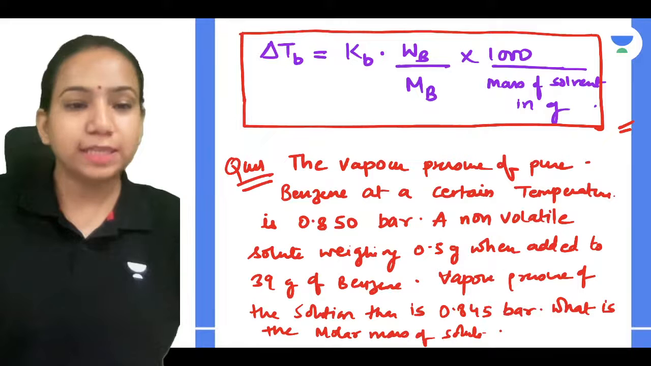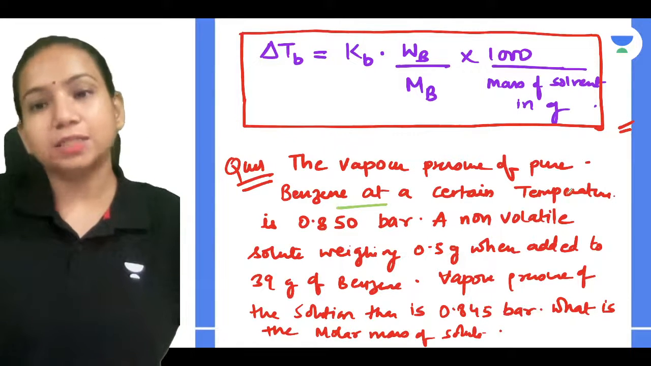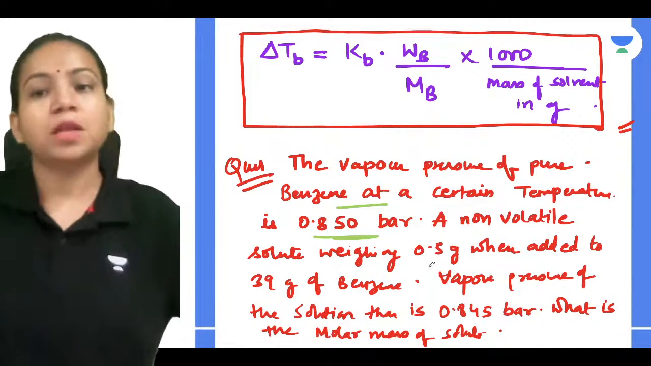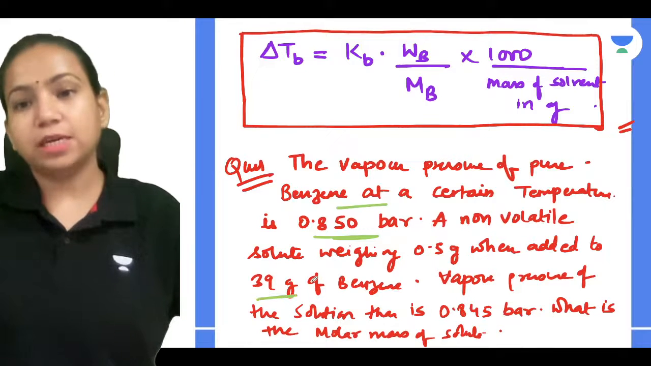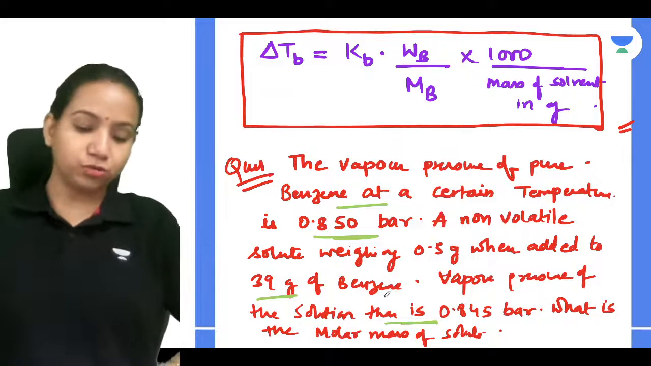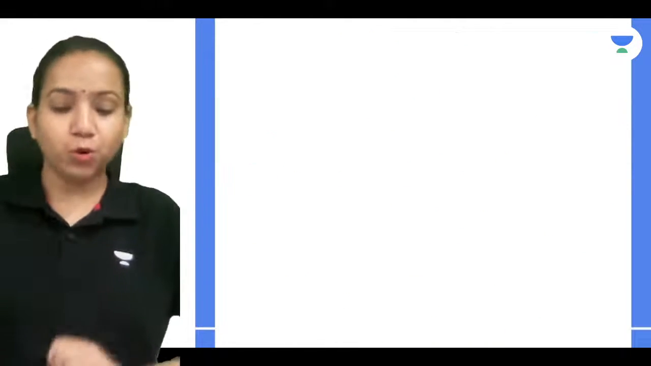The question says that the vapor pressure of pure benzene at a certain temperature is 0.85 bar. A non-volatile solute whose mass is given is added to 39 gram of benzene, and then the vapor pressure of the solution is given. What is the molar mass of the solute? That's what they are asking. Let's see what we can do here.